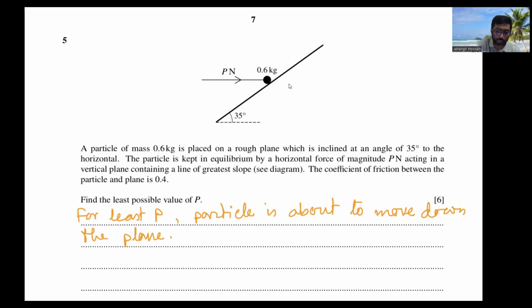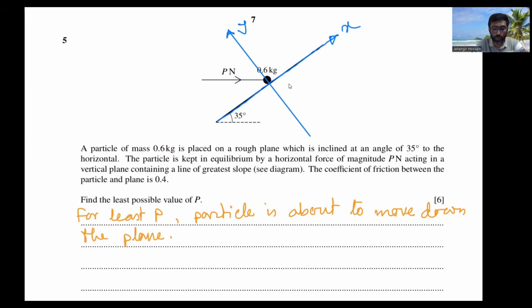And in an inclined plane, normally we consider along the plane to be the x-axis. So this is our x-axis. Let's consider upward to be positive, and perpendicular to this, that is normal to the plane, will be considered as the y-axis. That's the y-axis.